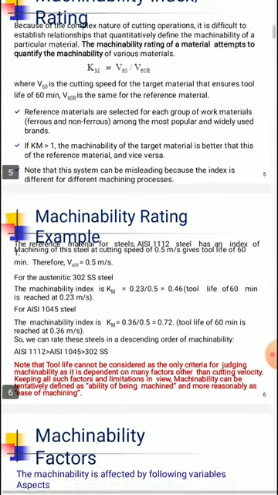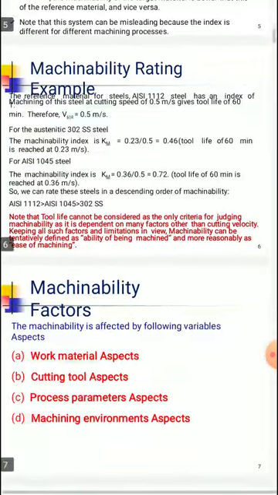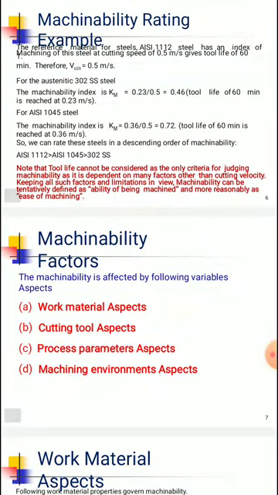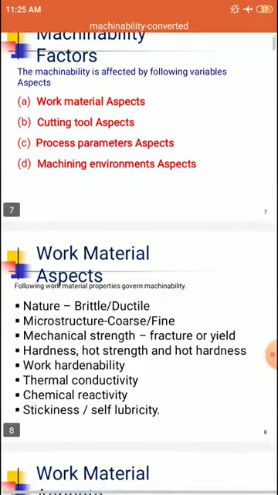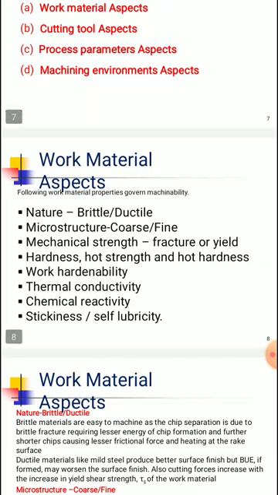Okay, so what are the different machinability factors that we have to keep in mind? Machinability factors कैसे होते हैं, वो कैसे अफेक्ट कर सकते हैं, किन चीज़ों से वो अफेक्ट होता है? The machinability is affected by the following variable aspects: work material aspects, cutting tool aspects, process parameter aspects, machining environment aspects. अभी ये 4 डिफरेंट एस्पेक्ट्स क्या हैं, वो हम नेक्स्ट स्लाइड से देखते हैं. Now, first one was the work material aspects.